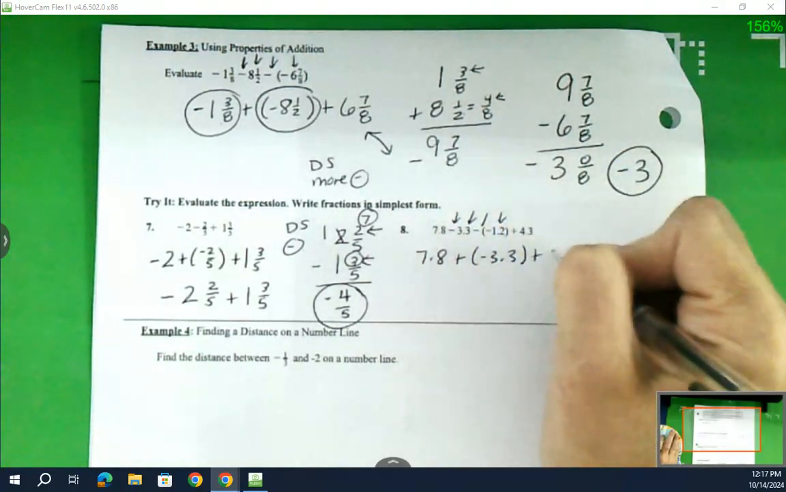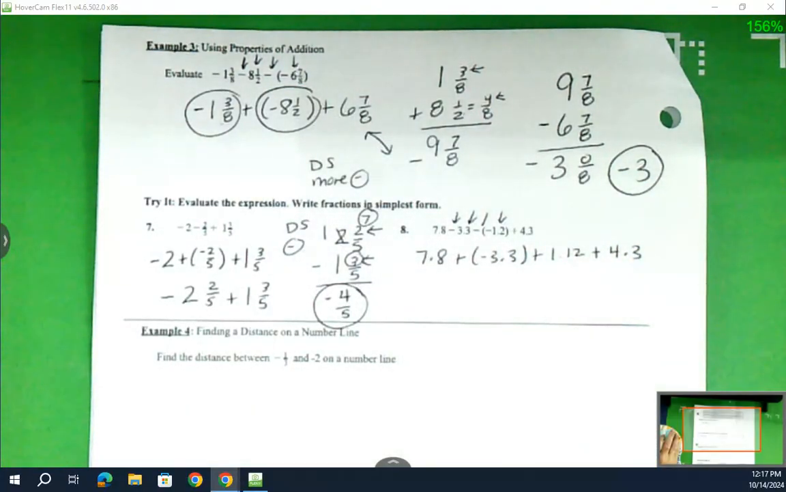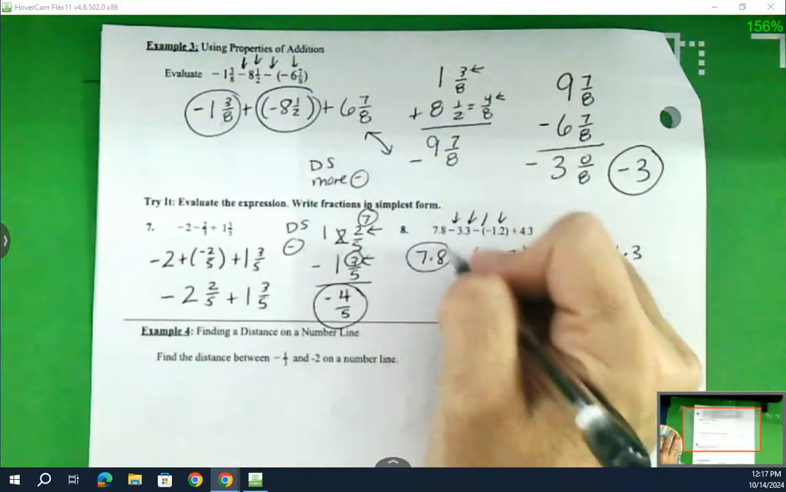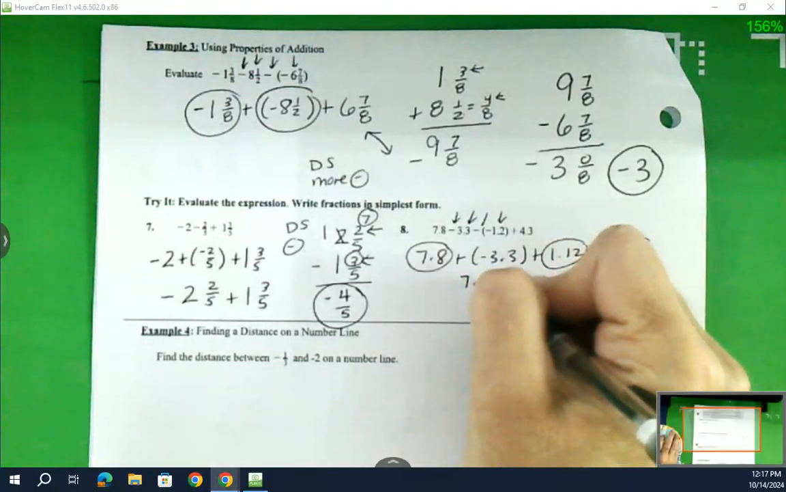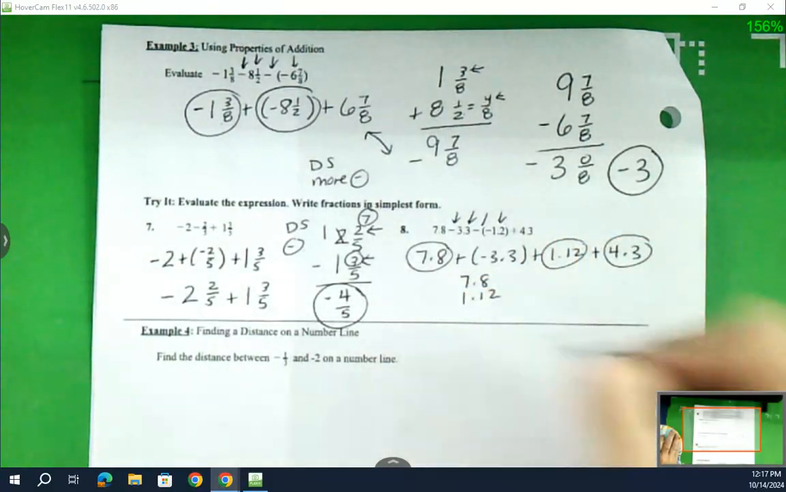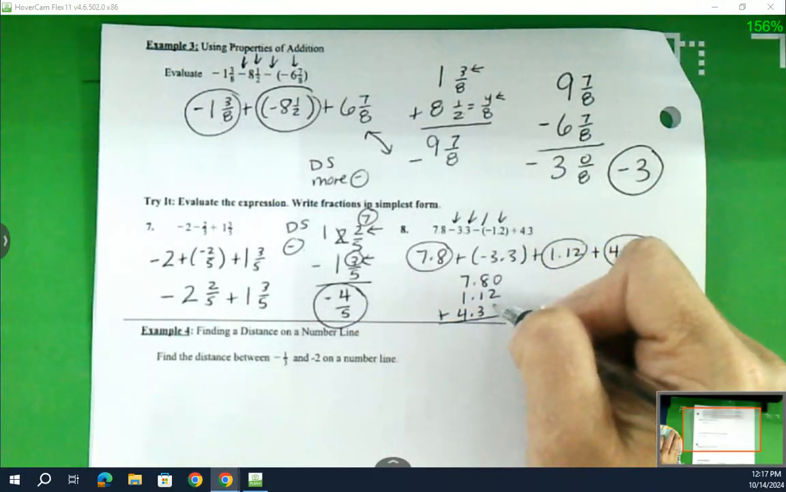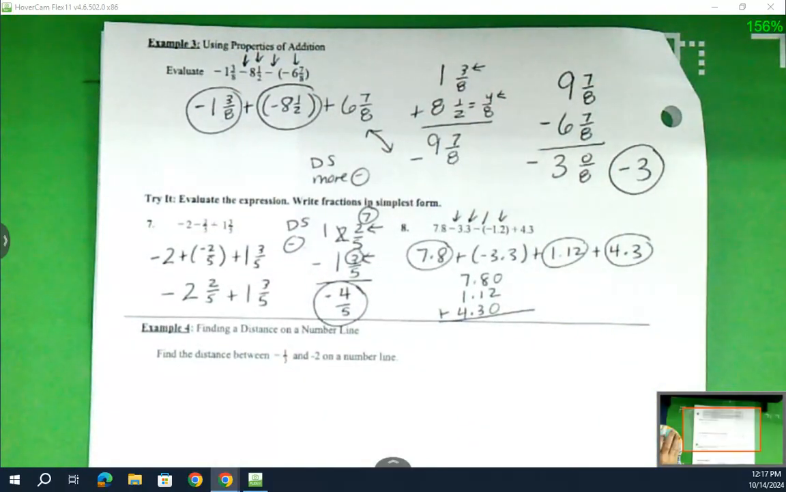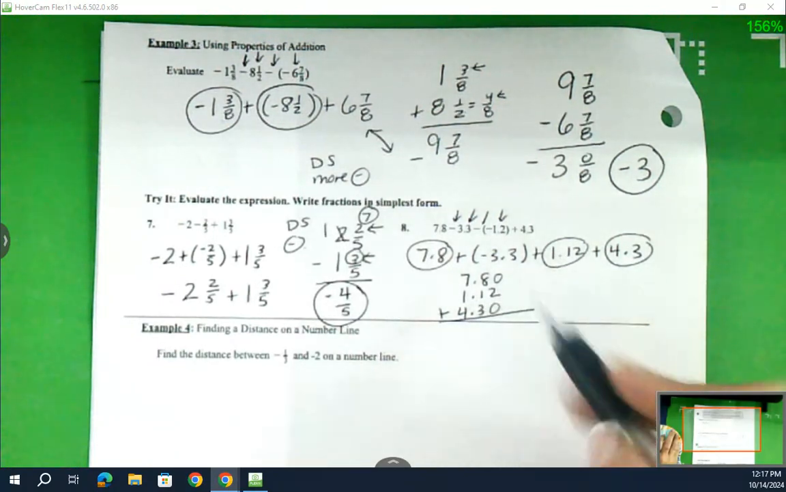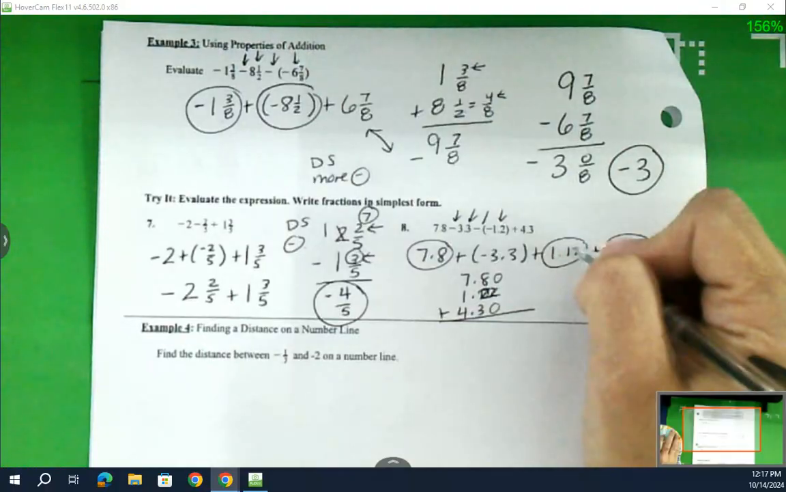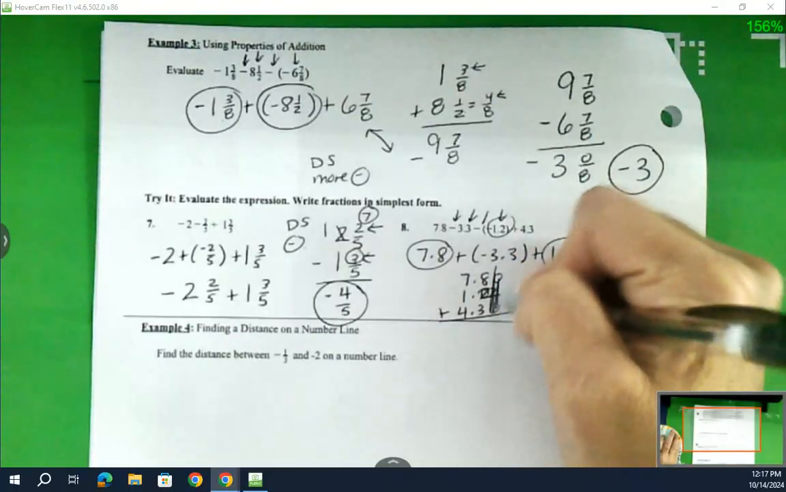plus positive 1.2, and then bringing over our plus 4.3. So looking at this string of numbers, I'm going to combine all my positives first using the associative property. So we'll line up our decimal to add all of those together. And then wherever you don't have a sign, you can always put in your zeros there. So we have 7.8, 1.1. Oh, that was just 1.2. Excuse me. That's 1.2 right here. 1.2 and 4.3. So we really don't have this row.